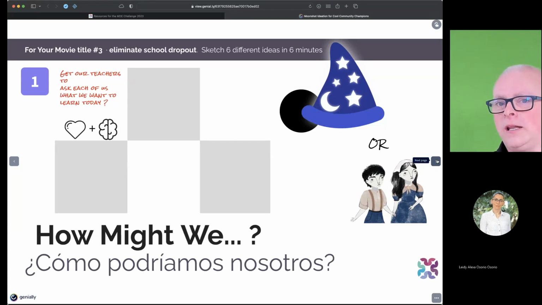The best way that I know to come up with ideas without being stuck in the challenge and in the trouble of it, one way to come up with a good way forward to create new solutions, is to ask a question. The question is, how might we? All your ideas from here on in this session must start with how might we. Okay, I will give you an example. So how might we get our teachers to ask each of us what we want to learn today? Right? That's a question that starts with how might we.